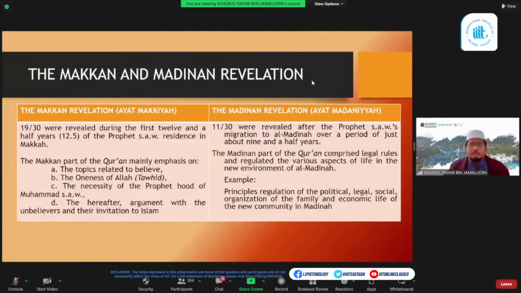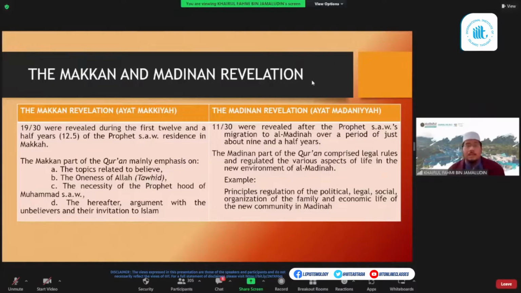First one: 19 surahs out of 30 surahs were revealed during the first 12.5 years of the Prophet's residence in Mecca. The Meccan part of the Quran mainly emphasizes, firstly, topics related to belief, aqidah, then verses related to tawheed, the oneness of Allah, and verses related to the necessity of the prophethood of Prophet Muhammad sallallahu alaihi wasallam.